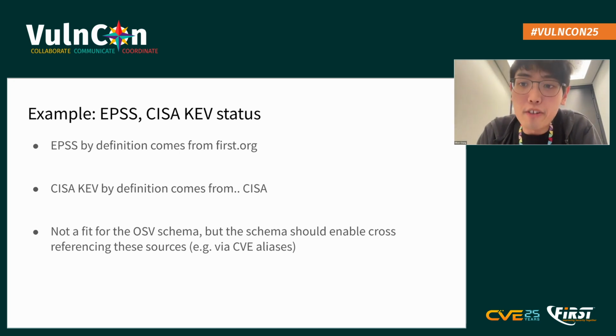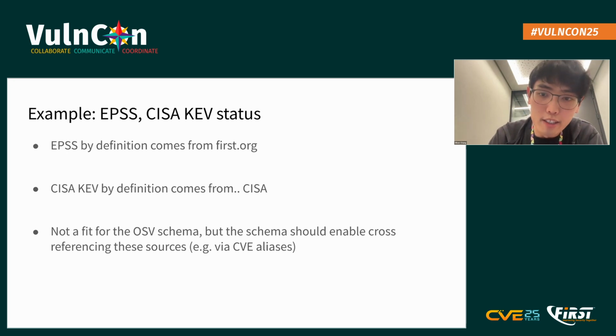This model though also has some significance when we're thinking about what to add to the schema. For example, we've seen requests to add EPSS and CISA-KEV status to the schema. However, under this distributed model, it doesn't really make much sense to have these as top-level fields in the schema to be populated by the relevant home databases, because both EPSS and CISA-KEV come from a single authoritative source. That said, we still want to make the OSV schema easy to cross-reference with this extra metadata, for example, through using the aliases field, so that users can easily cross-correlate between OSV records and additional metadata such as EPSS.